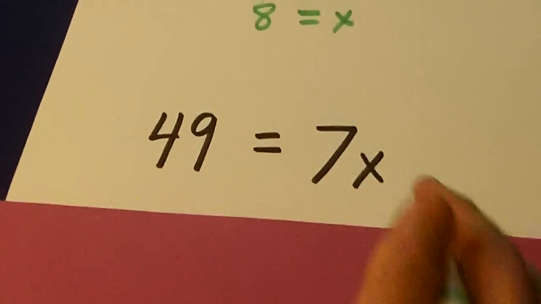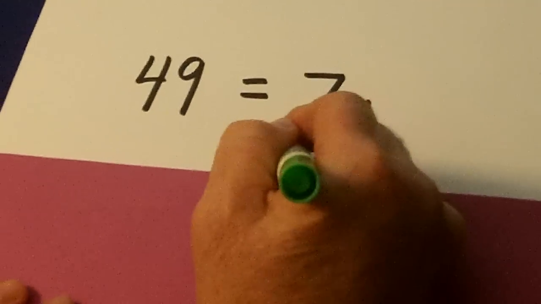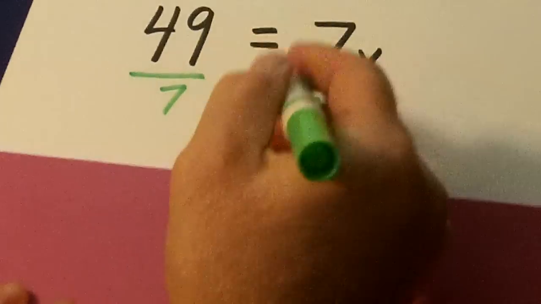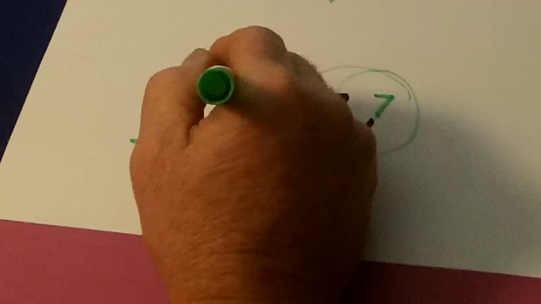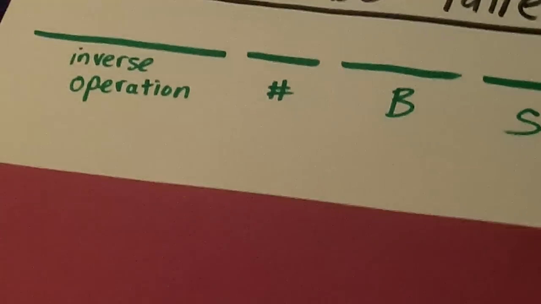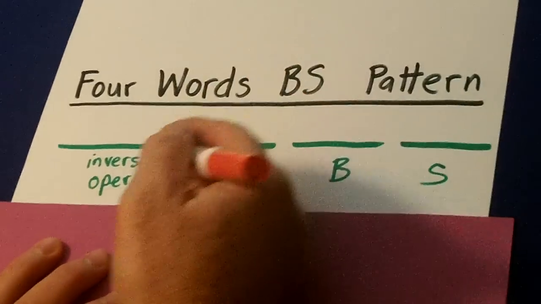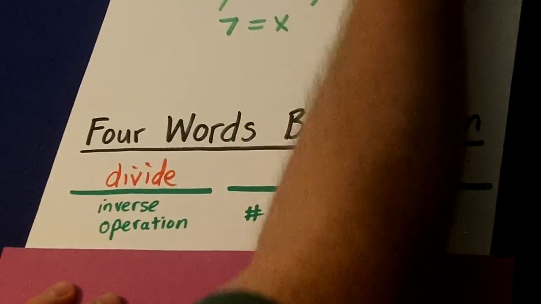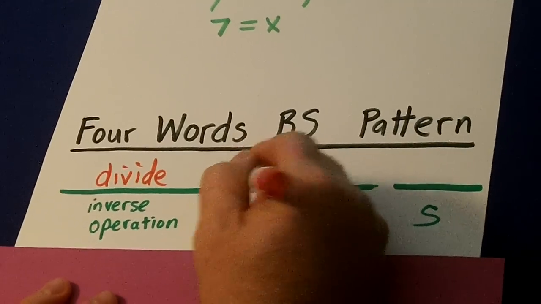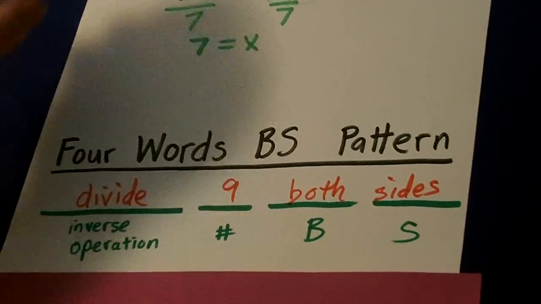Let's go right down here. 7 times x, x times 7, x divided by 7, x is 7. And what's 7 times 7? 49. Check. Now remember the 4 words BS pattern. You always do the inverse operation of what you're given. So we were given multiplication, so we divide by the number. Right up here it was 9, and then both sides. So if you're trying to memorize what to do, 4 words.